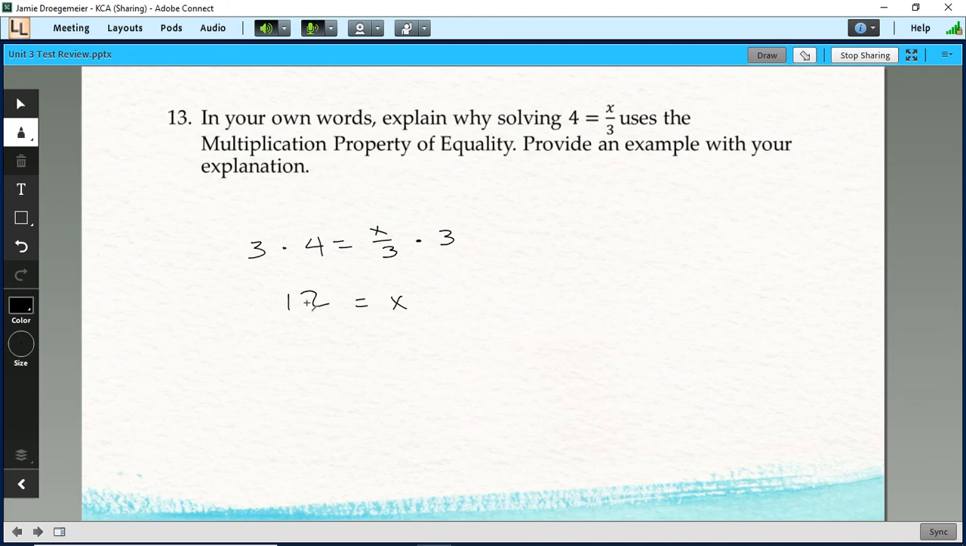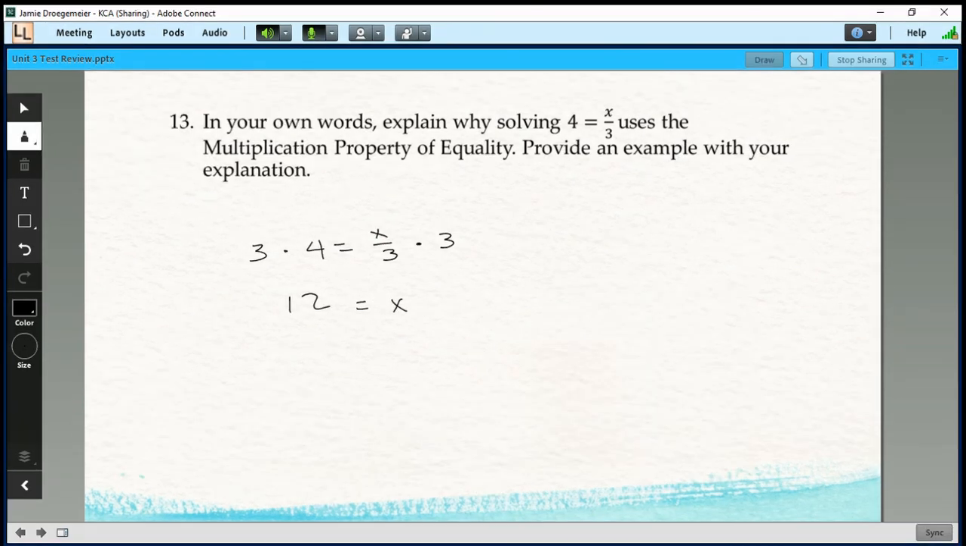So in answering this, we would want to explain how we solve it, just like we've done there, and then it says to provide an example showing how you solve it. That tells me the example that we're looking for there, why we're using that multiplication property.